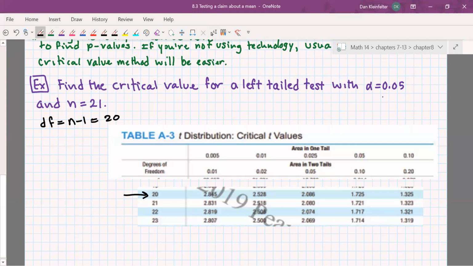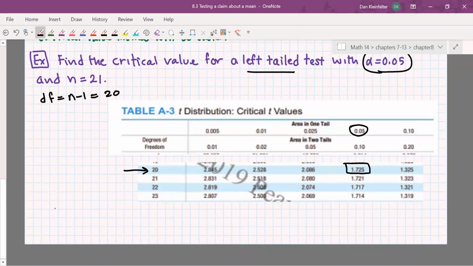And then we're told on this one that the alpha is 0.05 and it's left tail. So it's only one tail and 0.05. So area in one tail and 0.05. Where those two intersect, 1.725. So that's most of it.